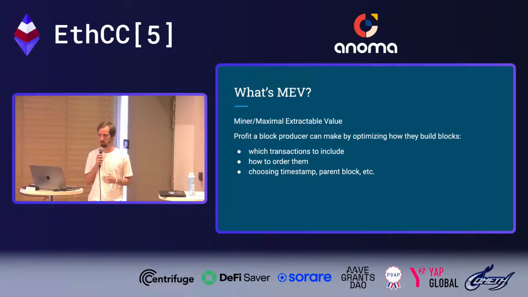And one more thing about the block producer. It's called miner, or it used to be called miner extractable value. But in different protocols, this entity has a different name. So in proof-of-stake blockchains, it's usually the validator. In rollups, it's the sequencer. But it's basically all the same. It applies to all these protocols.